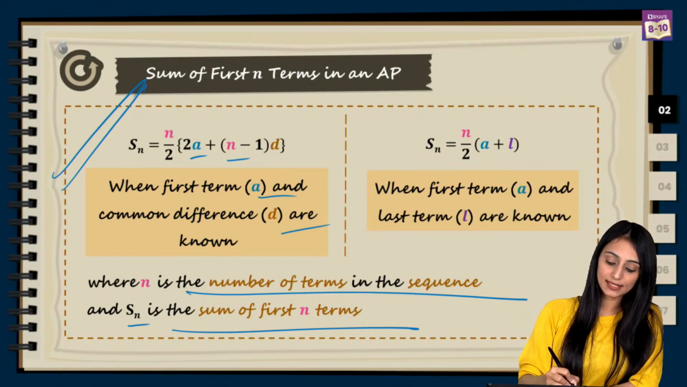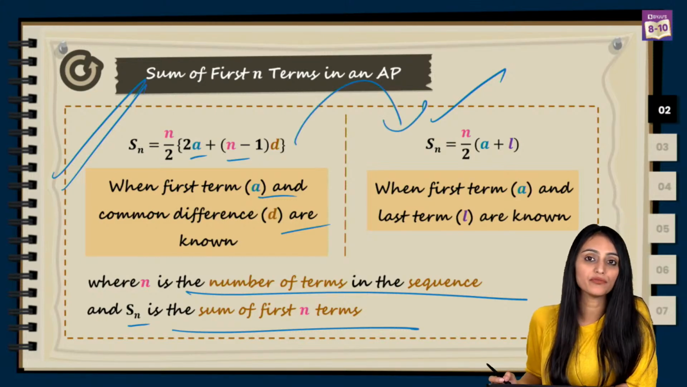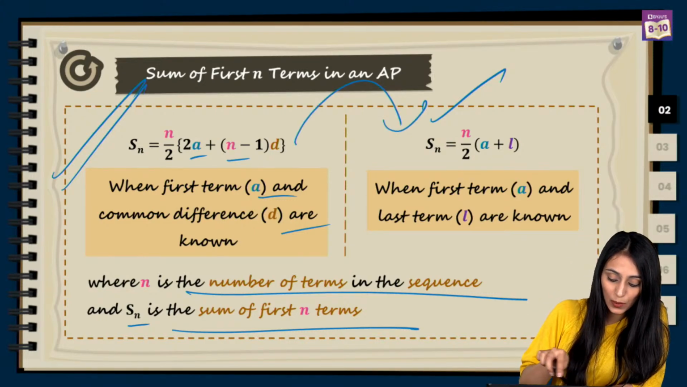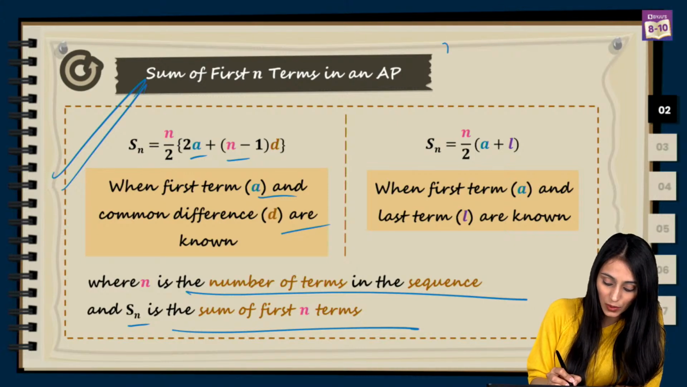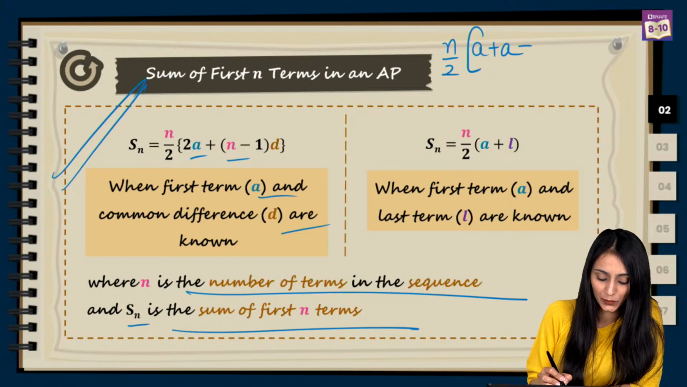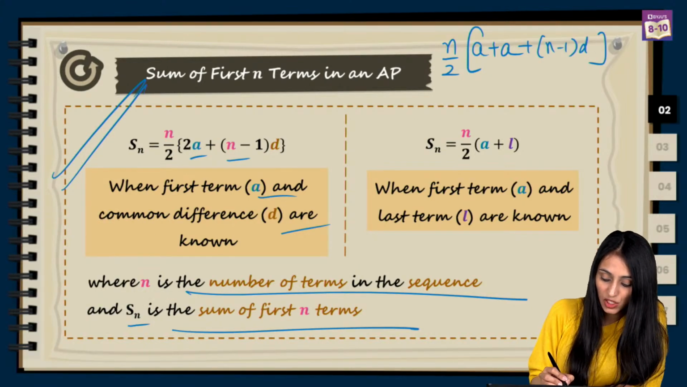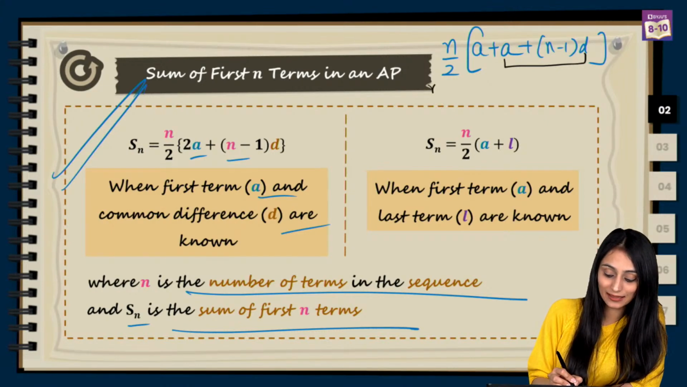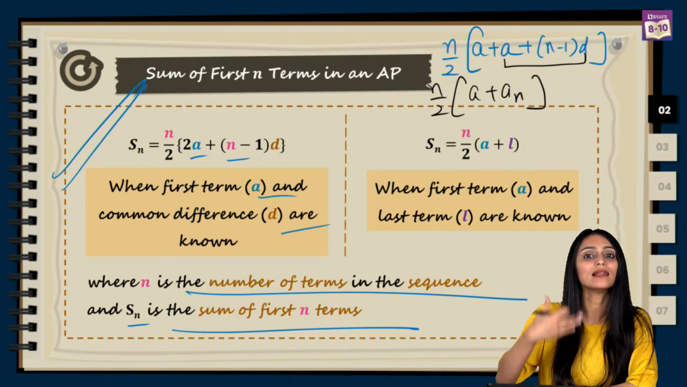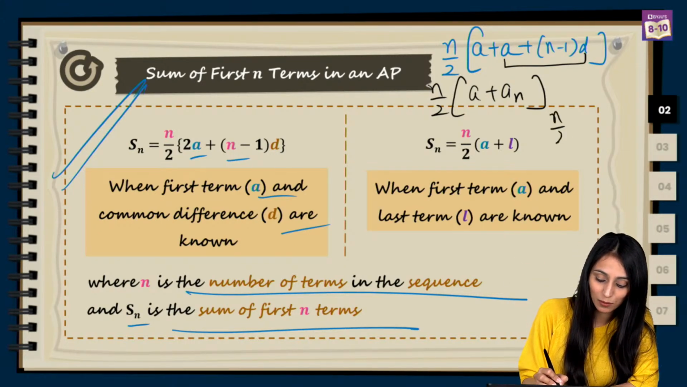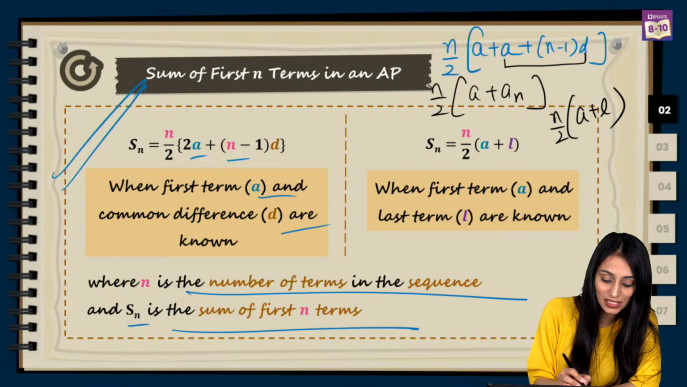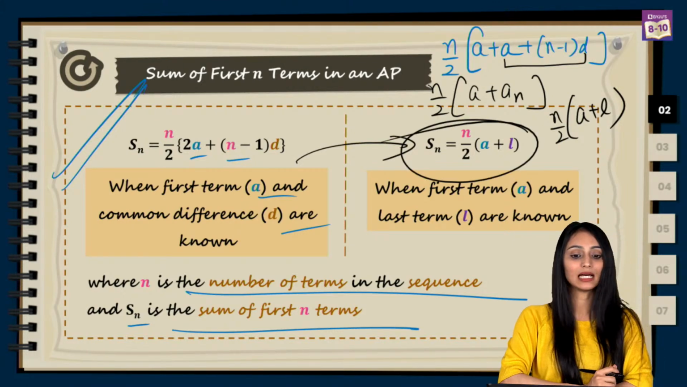And if I talk about the second formula, it is actually coming from the first one only. See, the first formula, we can split it up like this. n by 2, 2a can be written as a plus a, right? Plus (n minus 1)d. And we know that a plus (n minus 1)d is nothing but an, the nth term, or you can say the last term. So I can say it's n by 2 times (a plus l). So from this formula only we have got the other one.